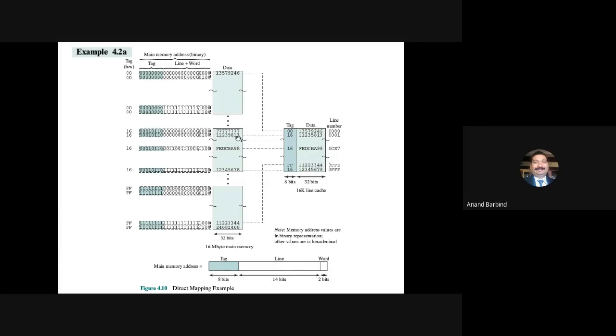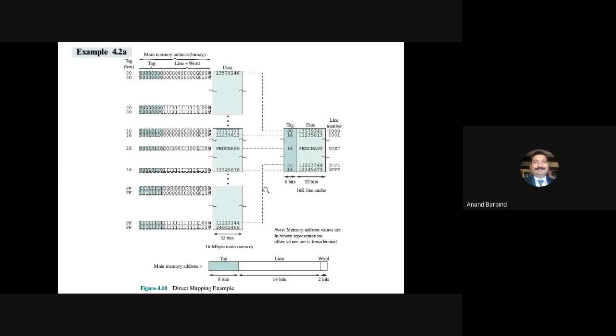Now, this particular block is stored, so the tag value is 16. You can see here that the 16 is stored here, and the contents are 11235813. That is the data which is stored, and the line number is 0001. Okay, so like that the blocks can be stored in the line in the cache along with the tag value.